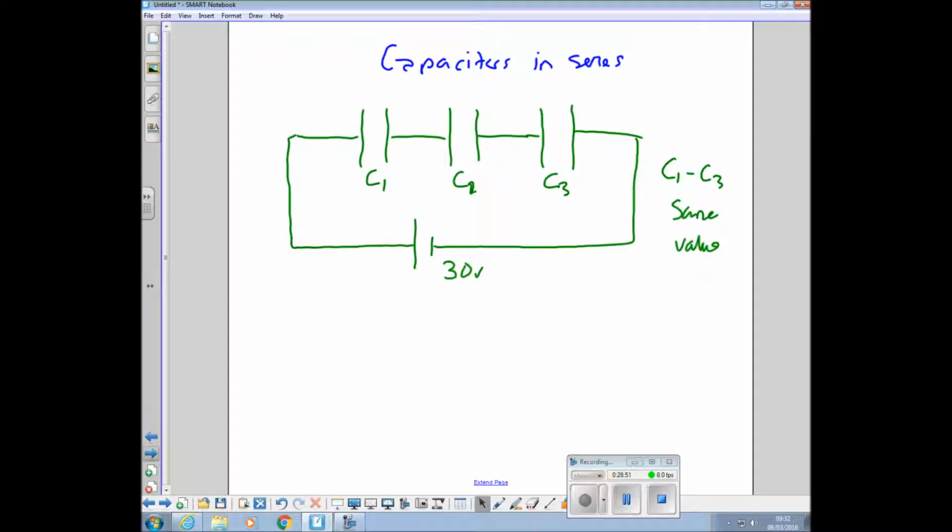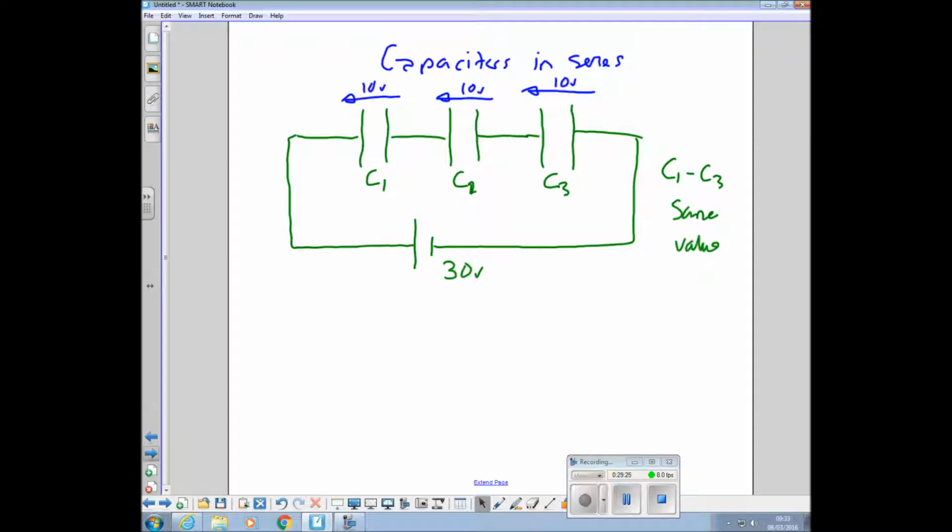10 volts. Yeah. Well done. Because they're the same value, it's going to divide up evenly. Yeah? So we would get 10 volts there, 10 volts there, and 10 volts there. Yeah? 30 volts across the whole lot, because that's what's being applied.